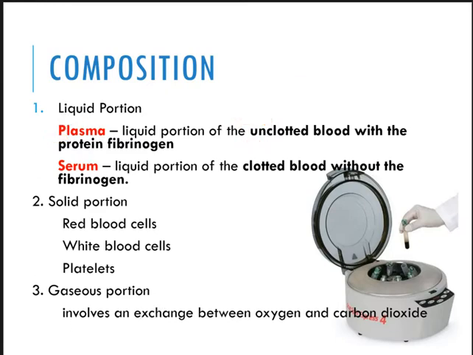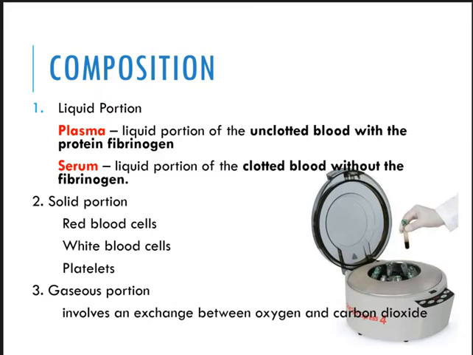Unclotted plasma. Next, we also have a solid portion of our blood, which we discussed in our previous lessons. We have our red blood cells, white blood cells, and our platelets. And then the last one, we have the gaseous portion, which involves an exchange between your oxygen and your carbon dioxide.